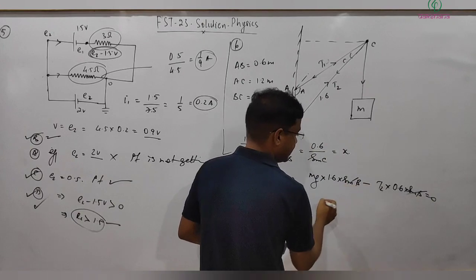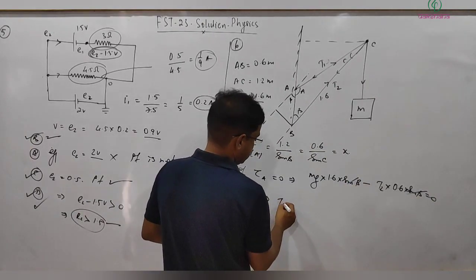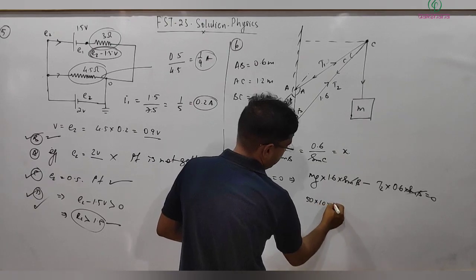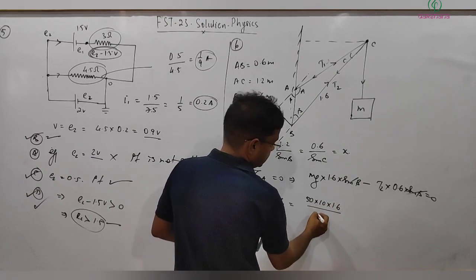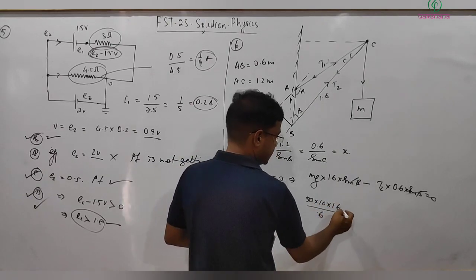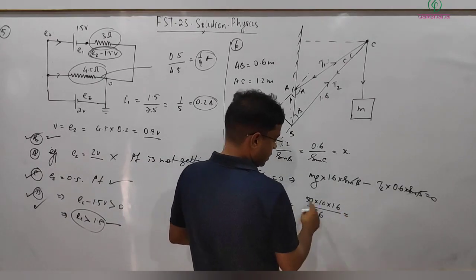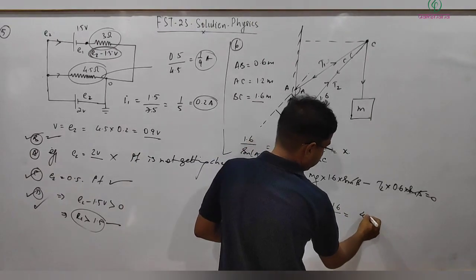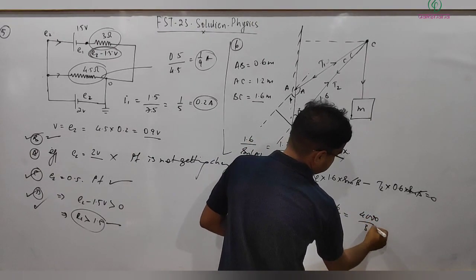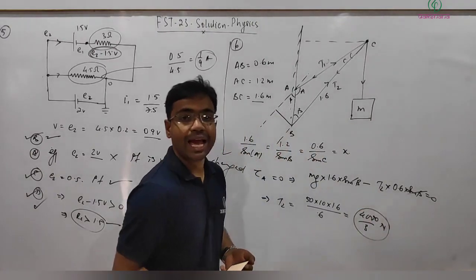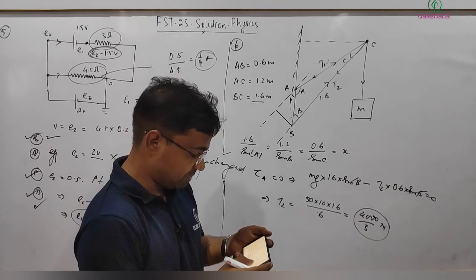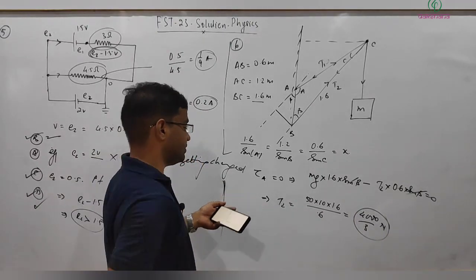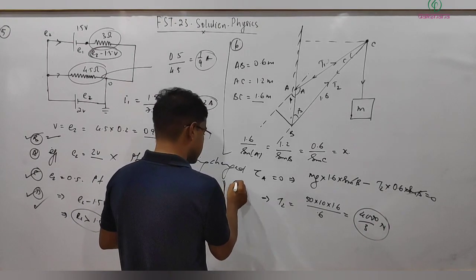Sine B gets cancelled, and this implies T2 is equal to M, 5 into 10 into 1.6 divided by 0.6, and that comes out to be T2 is equal to how much? This is 4000 divided by 3 Newton, and that's in compression. So BC is in compression with force of 4000 divided by 3. So C is the correct option.